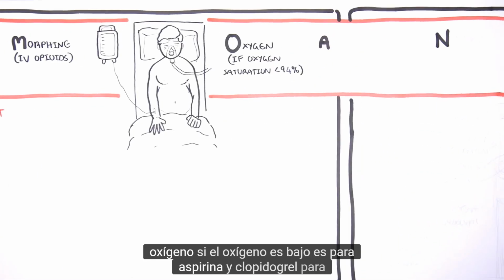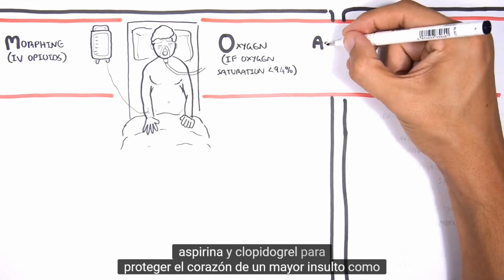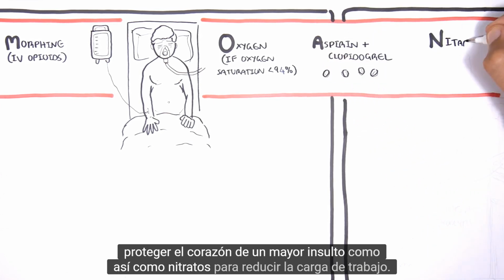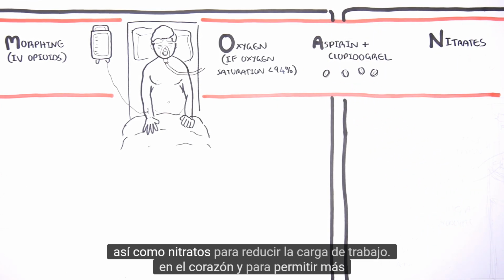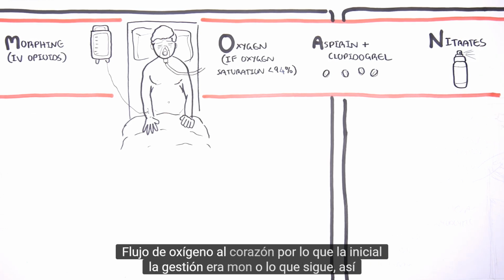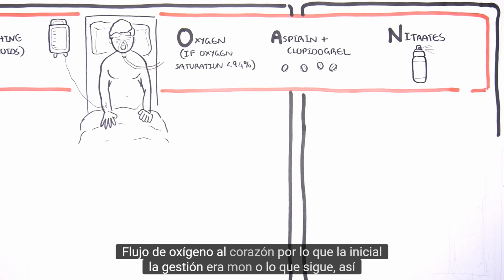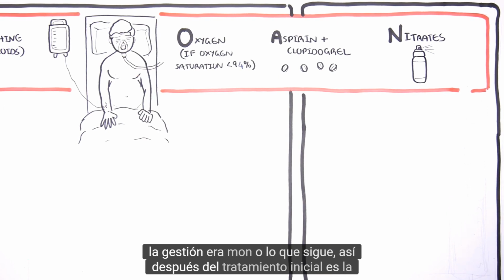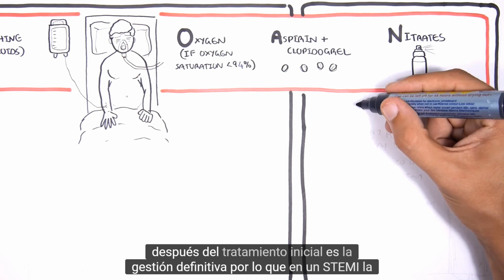A is for aspirin, as well as clopidogrel, to protect the heart from further insult, as well as nitrates to reduce the workload on the heart and to allow for more oxygen flow to the heart. So the initial management was MONA, but what's next? So after the initial management, it is the definitive management.